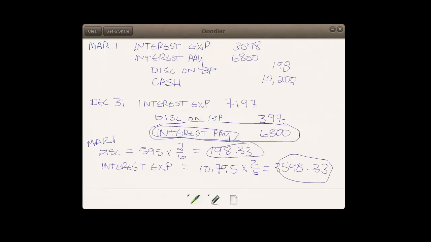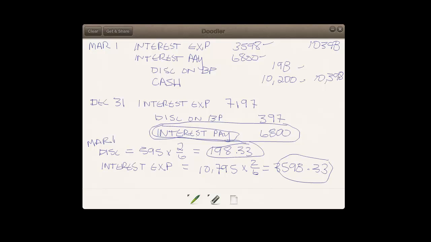Okay, so do total debits equal total credits? Well, if you have $3,598 plus $6,800, that's going to equal $10,398. And if you have $198 plus $10,200, that also equals $10,398. So our total debits equal total credits.